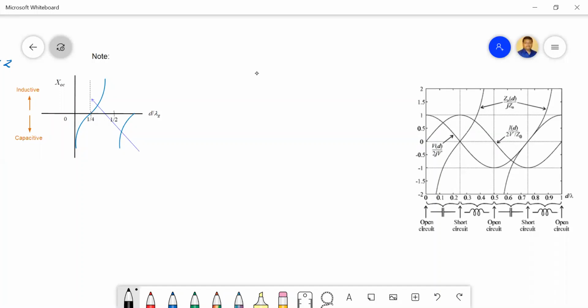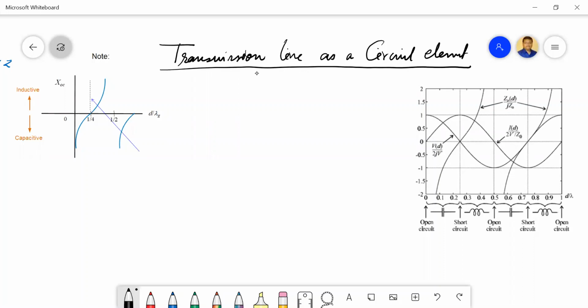Now what happens when we are working at microwave frequencies? It is really tough to manage these things. So how will we manage? I'm going to tell you under this, the transmission line as a circuit element. This is one of the very important findings, I would say, from the transmission line itself, that we can define these things.